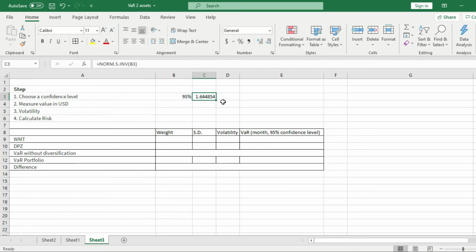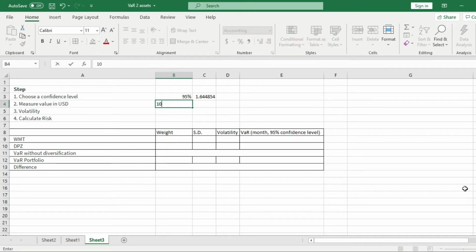You can see where this 1.64 comes from. Now we have to measure the value in US dollars. We are going to assume that our portfolio has a value of $1 million at the moment that we are computing the value at risk. Now we have to compute the volatility of the individual assets, Walmart and Domino's Pizza, and also the volatility of the portfolio. Let's do that.